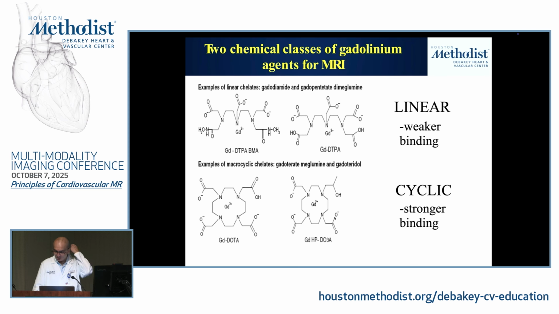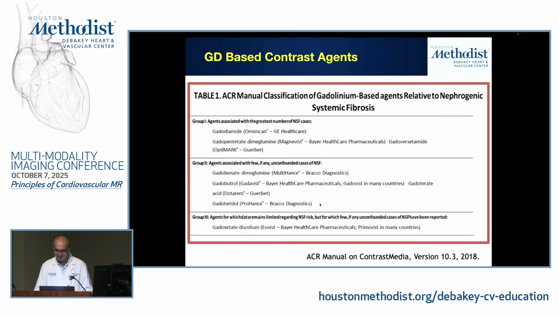And what we've learned now is that the cyclic or macrocyclic agents are the ones where it's less likely the gadolinium can separate away. And so now we primarily use these macrocyclic agents. So part of it is the field has learned not to use high doses in renal failure patients. And secondly, to use more of the macrocyclic agents where there's less of a chance that the gadolinium can separate away from the protein.